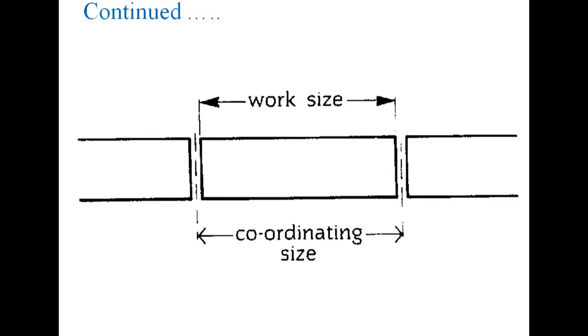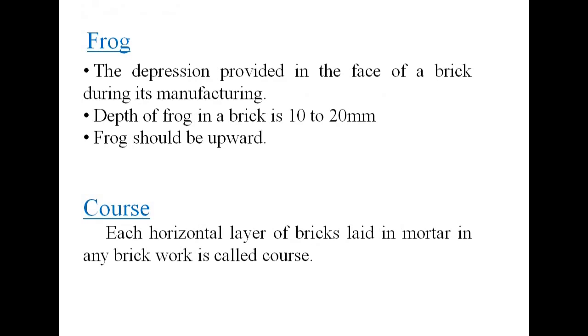So here in this image you can understand that this is a course of a brick wall. Here you can see the actual dimension of the brick is the working size, and center to center between two joints is known as the coordinating size. For this purpose we need to see this slide. Okay, so you will come to know what is meant by working size and what is meant by coordinating size. So we'll continue.